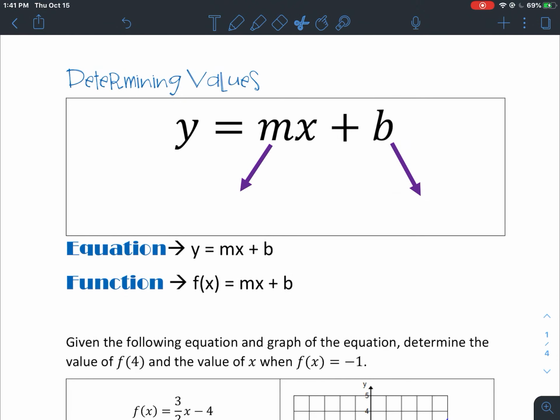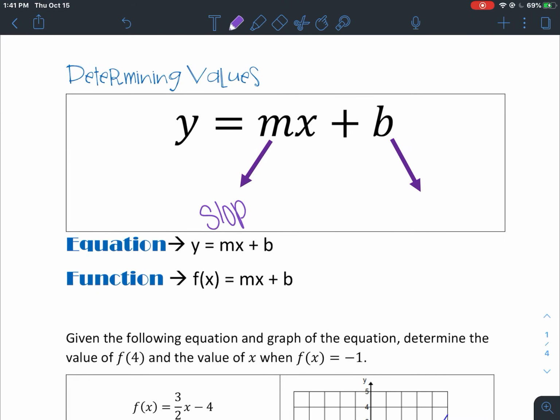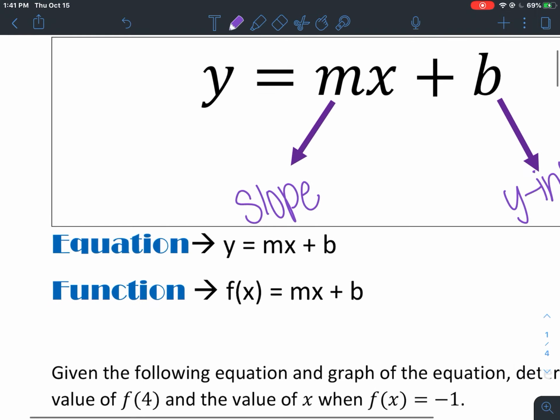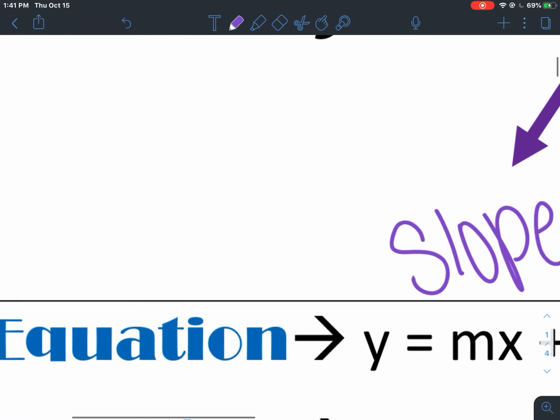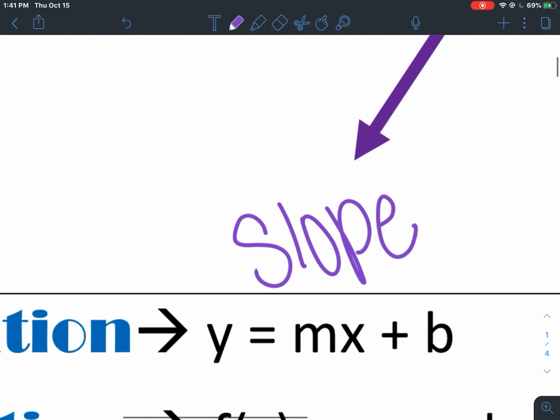All right, so we are on determining values. Just to recap, like we've done so many times in this unit, you're probably sick of hearing it, y equals mx plus b is the linear function where m represents the slope, and b represents the y-intercept. Now, this is an equation, y equals mx plus b.